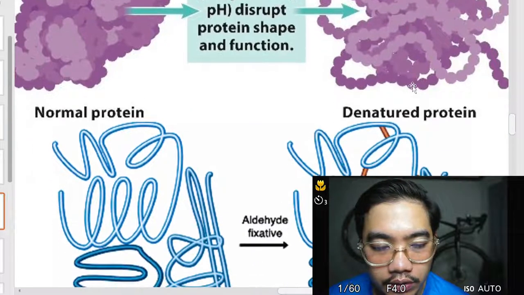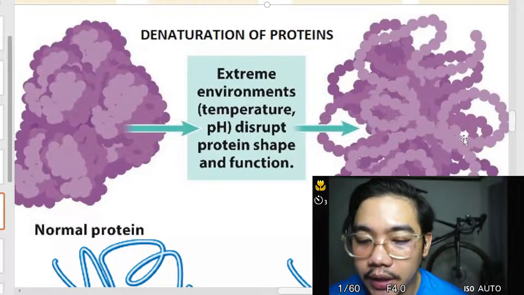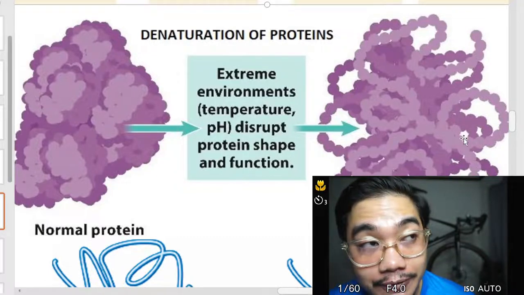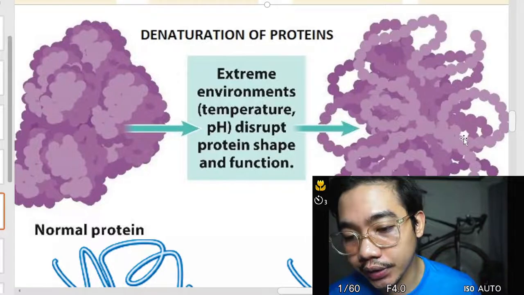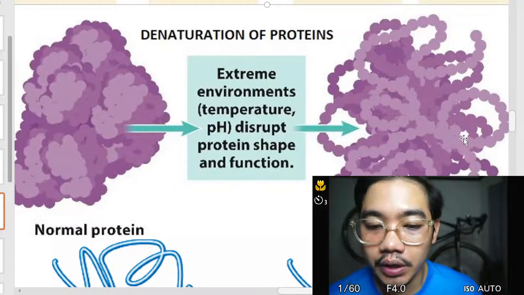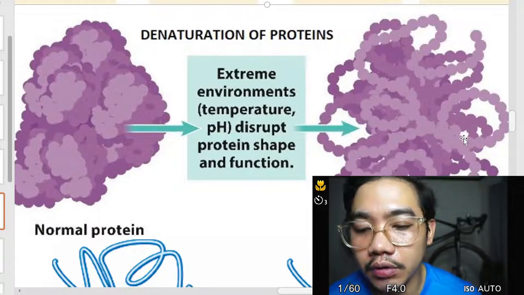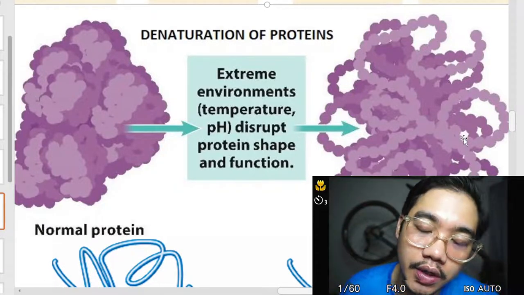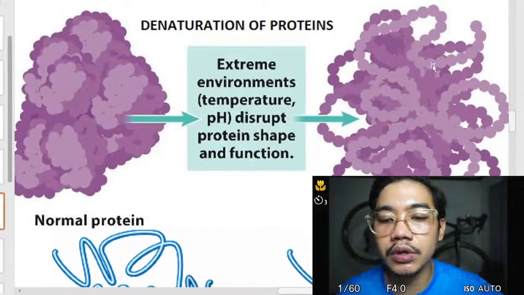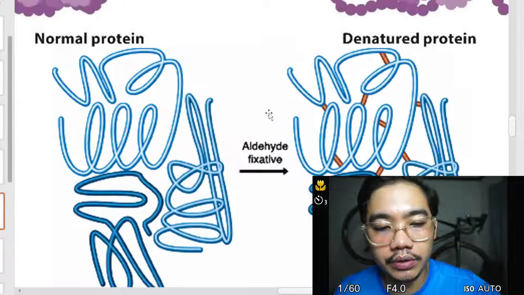So next, this is what happens to your protein with alcohol: it denatures. But it doesn't mean that, in the histologic bigger picture, the structure is destroyed. The cell will still have its morphology. For example, if it's a columnar cell, it's still going to be a columnar cell, even though its protein is denatured. This is only on the molecular level. So this is how your alcohol works, and this is how your aldehyde works.